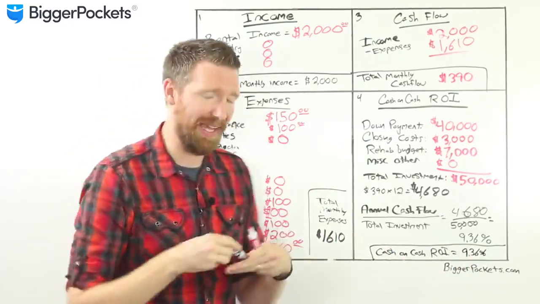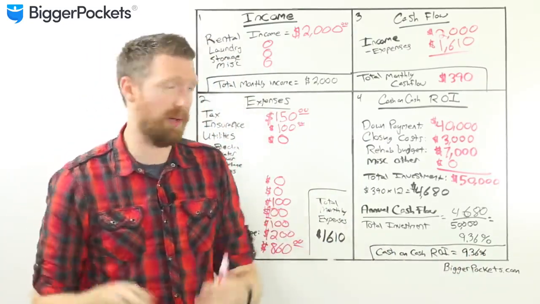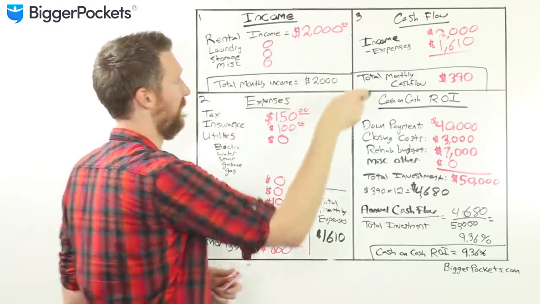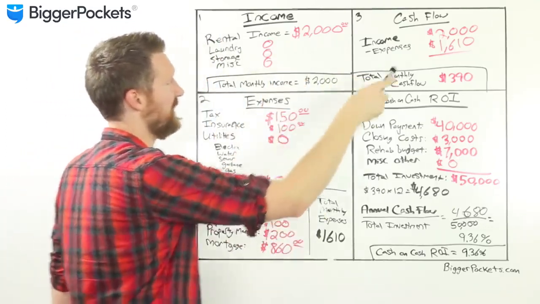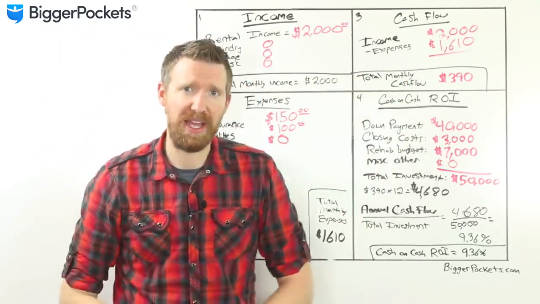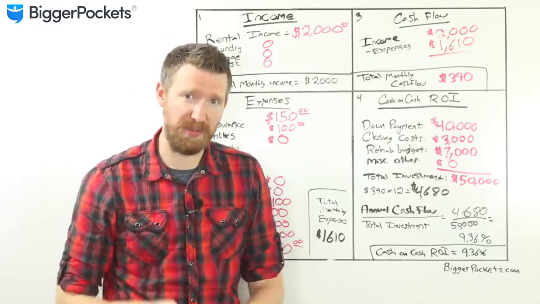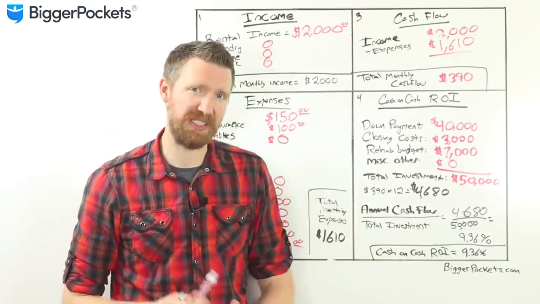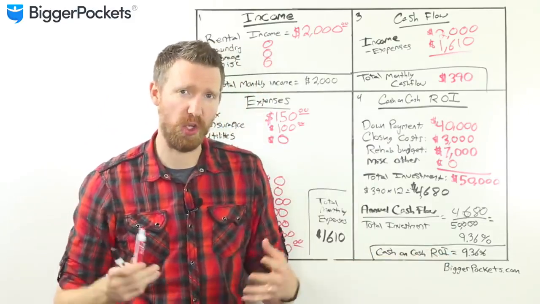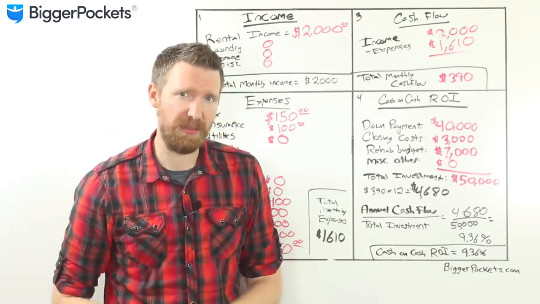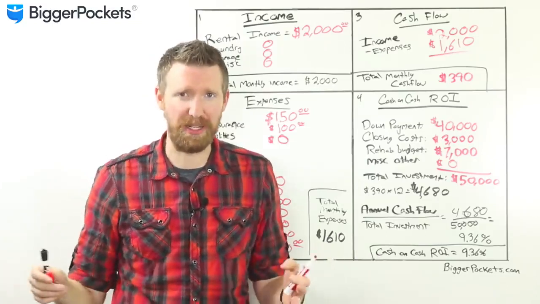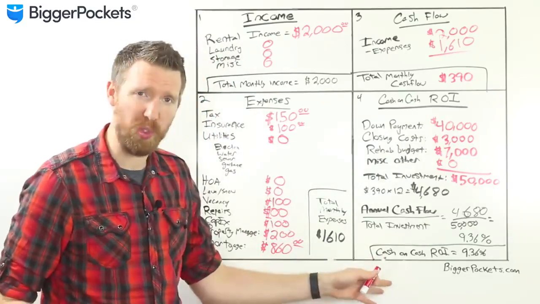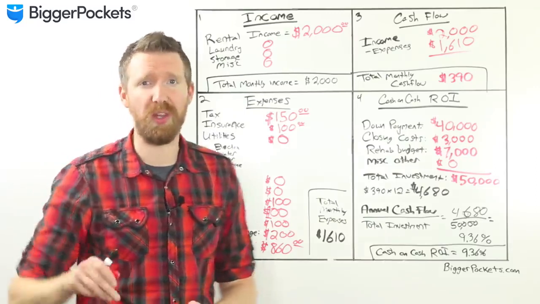So that is how we analyze a deal using the 4-square method. We got 4 boxes, 1, 2, 3, and 4, to figure out our income, expenses, our cash flow, and our cash on cash ROI. Now the question becomes, I know a lot of people are wondering, is a 9.36% cash on cash return good? Now this is when it gets a little bit tricky, and we could talk for hours on this, but this is really going to depend on your goals, your strategy, what you're trying to do, and what other investments you can have.